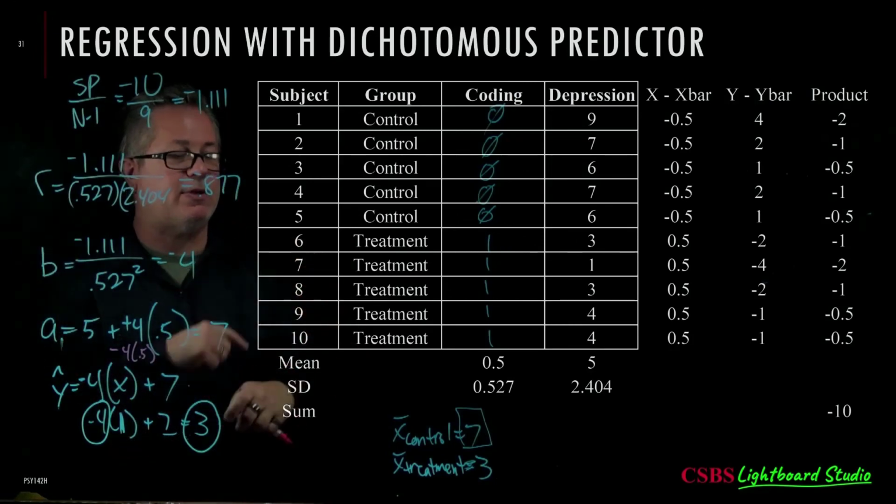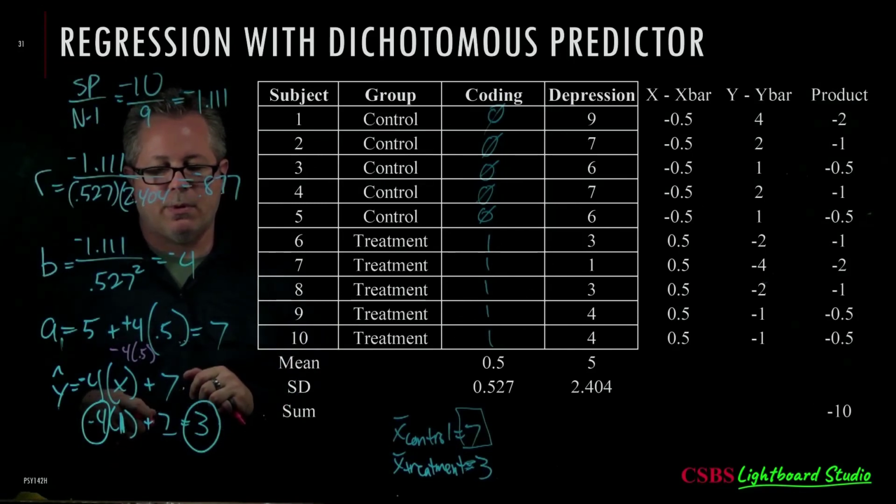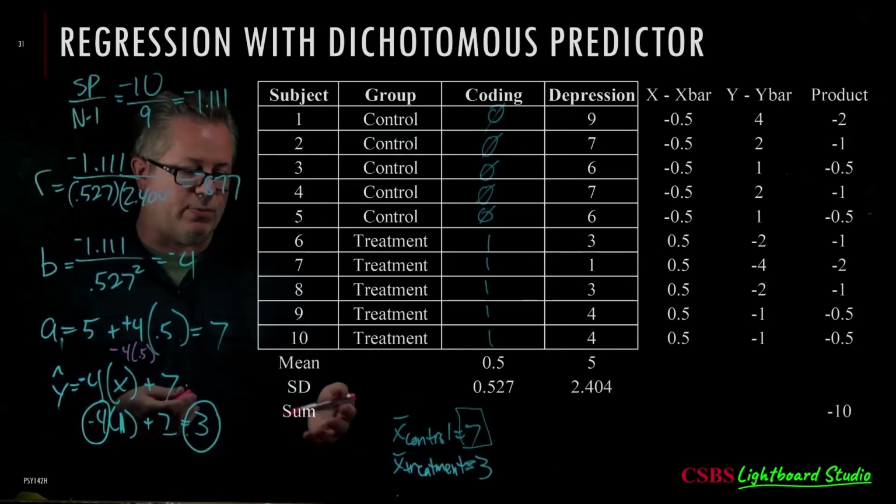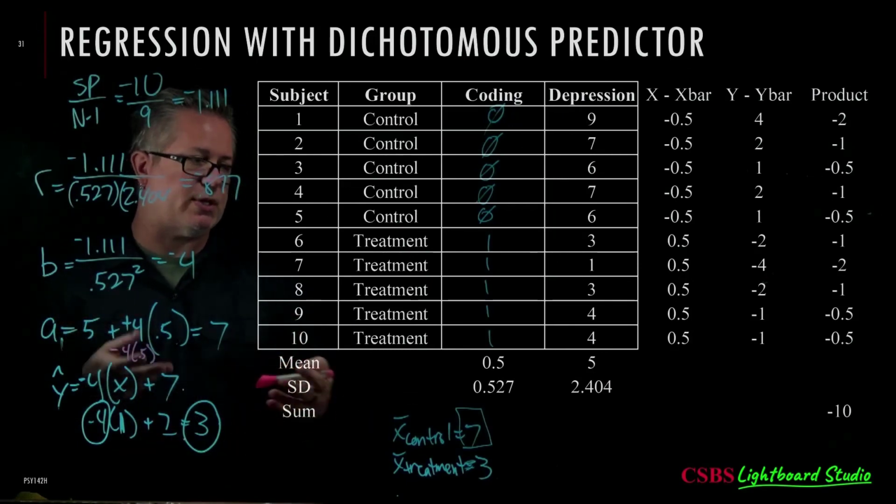I had flipped the 2 around. The interpretation would be the same. They're still 4 units apart. The treatment group's still 3 units below the control group. All that stuff is the same. It's just we switch the signs by switching the code.